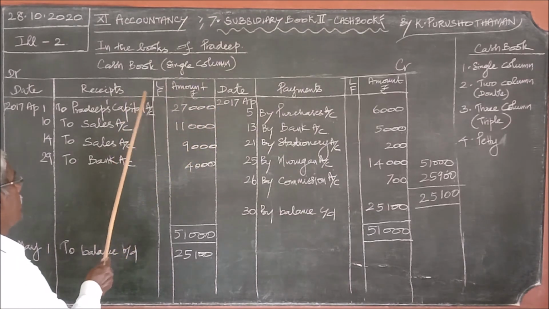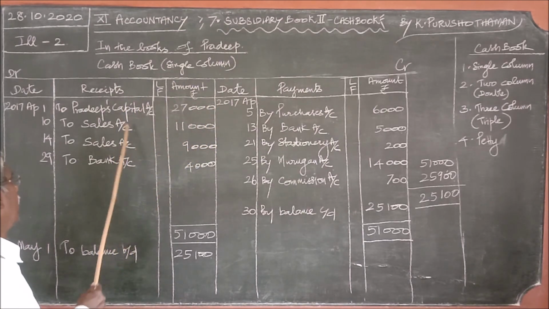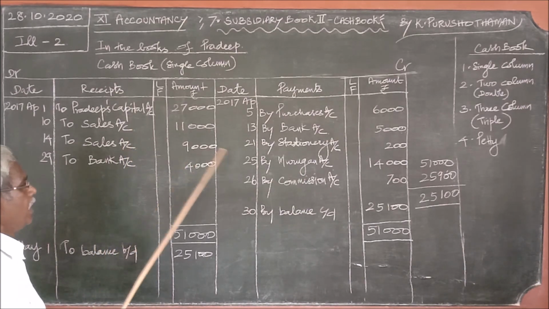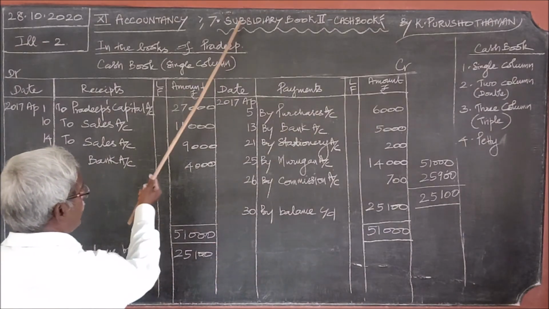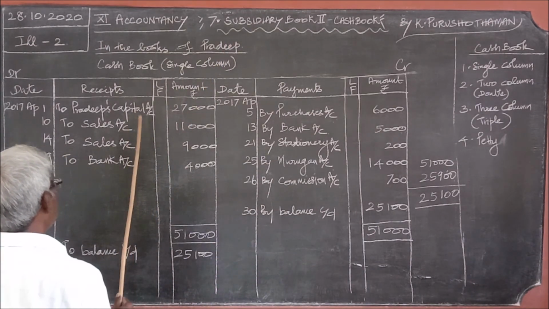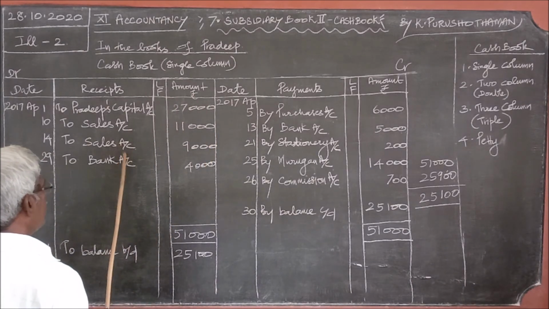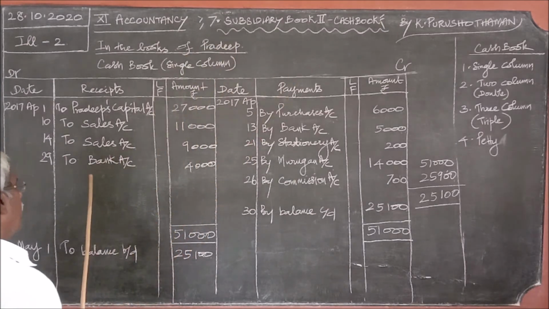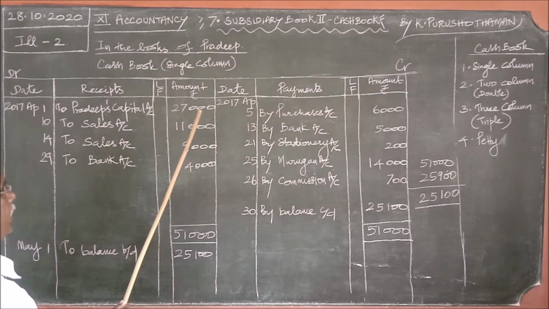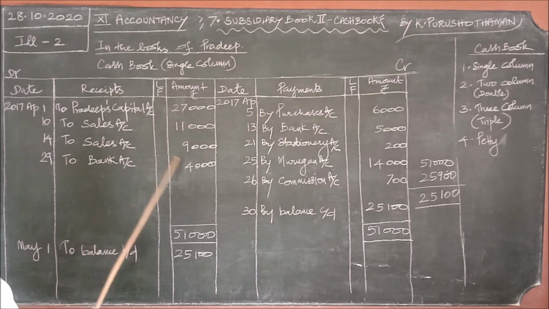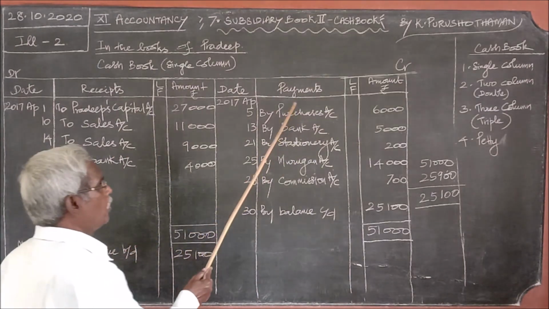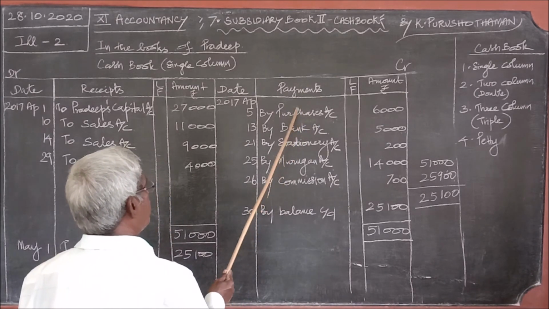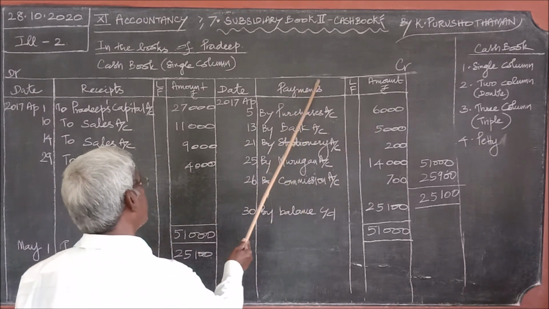Therefore, for the first entry you should be very careful. Regarding the others, all the cash receipts will be on this side, all the cash payments on that side. Cash sales you will receive. This is the amount drawn from bank for office use. Bank has the money, so the cash comes in, therefore to bank account. Here, the goods purchased after paying cash, therefore it is cash purchase, so by purchase account on the payment side.